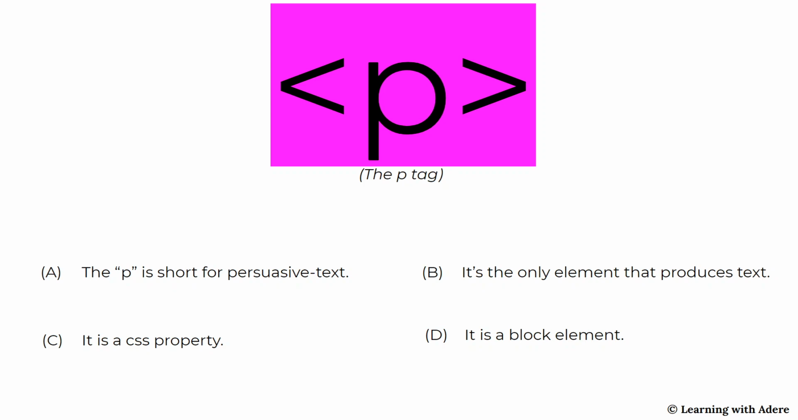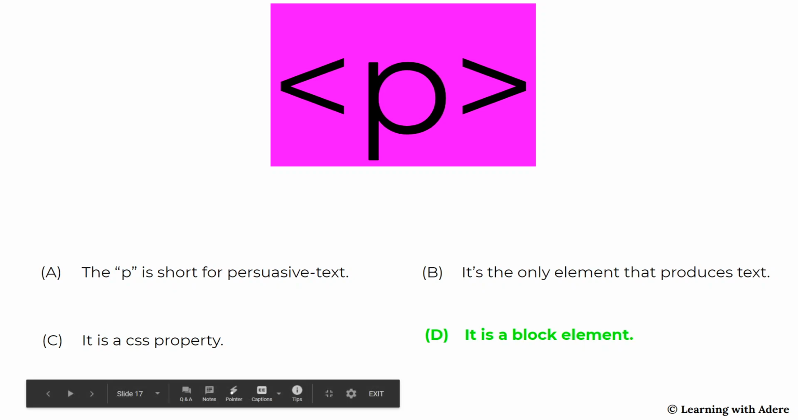Okay, we're going to be revealing the answers now. The correct answer was option D. The p tag is a block element. If we remember, a block element is an element that takes up the full width of the line. And we definitely know that it can't be option B because it's not the only element that produces text, because we remember the H1 element and all of the other headings elements. We know that the P is already short for paragraphs, not persuasive text. And then it can't be a CSS property because it is an HTML tag.